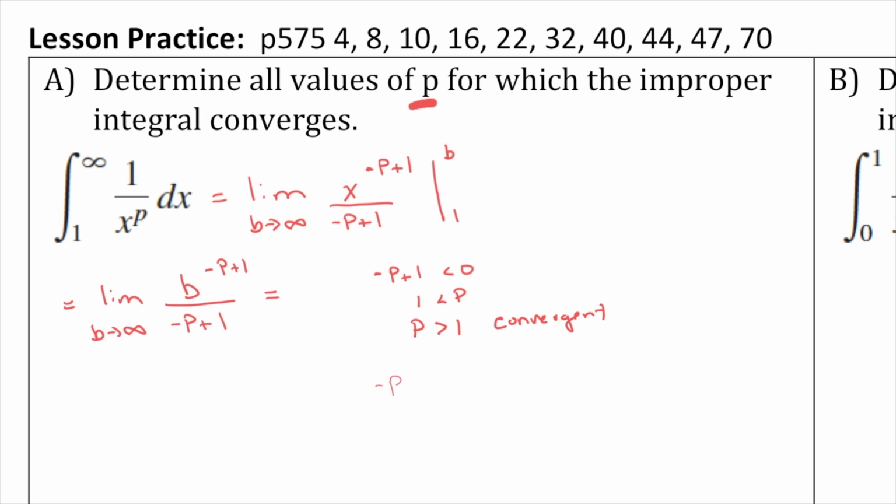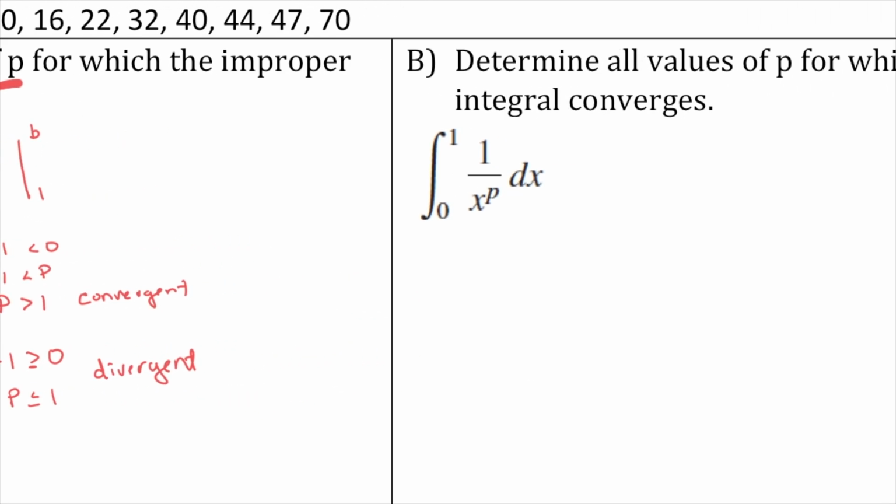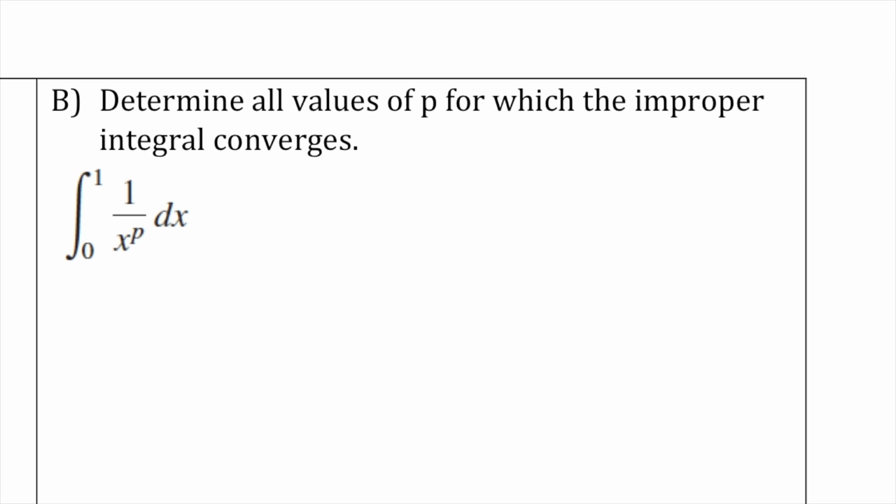Now, if negative p plus 1 is greater than or even equal to 0, we're going to head out to positive infinity in the numerator. So if we solve this, we know that if p is less than or equal to 1, our integral is divergent. So we then know how to just look at some of our functions to see if they are convergent or divergent. So if we were to determine all values of p for which this improper integral converges, think about what happens as your a value approaches 0.